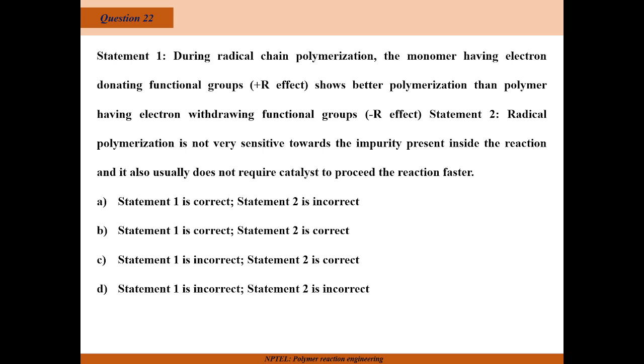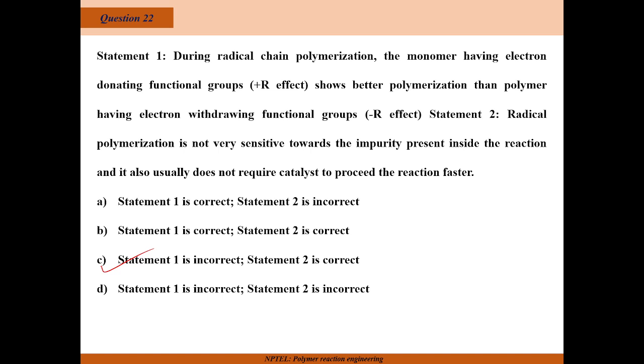Generally, that first one, the R effect, will not be applicable for radical chain. I have a doubt with respect to this electron withdrawal or electron donation with respect to radical chain. Whereas the second one, definitely yes, it is not very sensitive to the impurity and does not require a catalyst also, because as long as free radical is available and monomer is available, this will proceed fast. So statement one is incorrect, and statement two is correct.